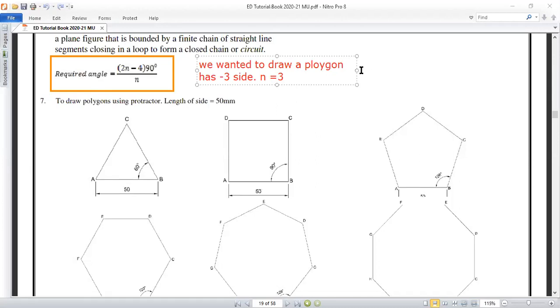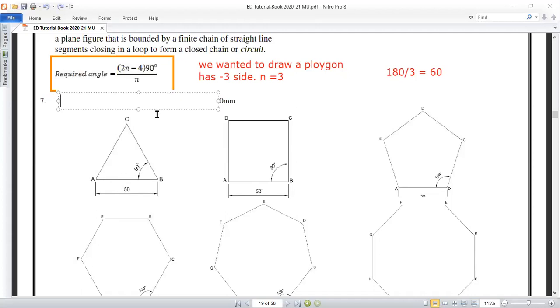We have the required angle is equal to how much? Required angle is equal to, in place of n, here we can use 3 into 2, 6 minus 4. 6 minus 4 is equal to 2. 2 multiplied by 90, 180. So it is 180 divided by n. N is equal to 3. So if you do it, the angle is how much? 60. So if I wanted to draw a polygon which has 3 sides, it is a triangle. So a triangle has an angle equal to how much? 60. So you draw one line of 50 mm.